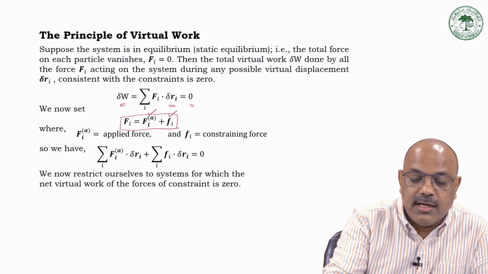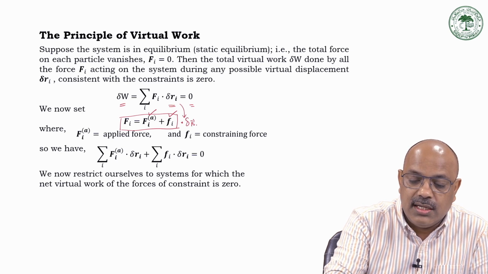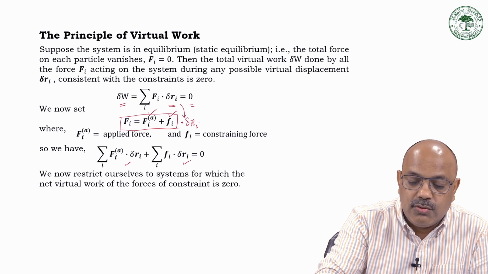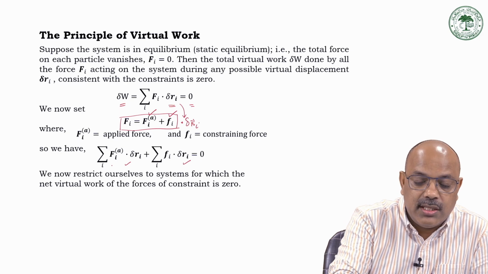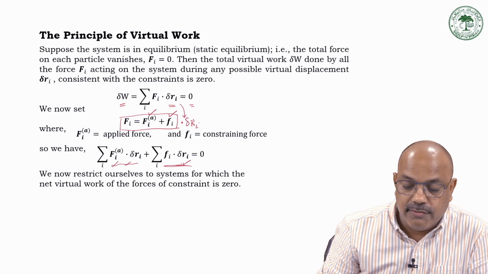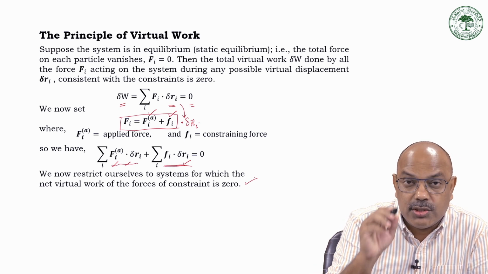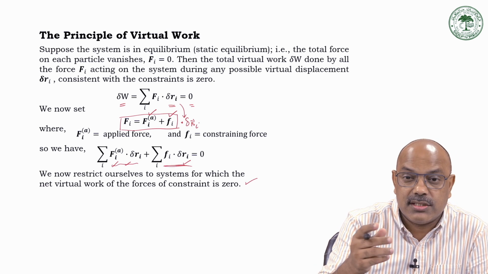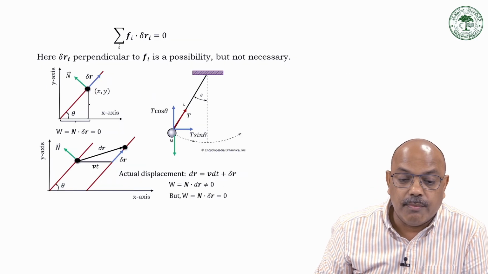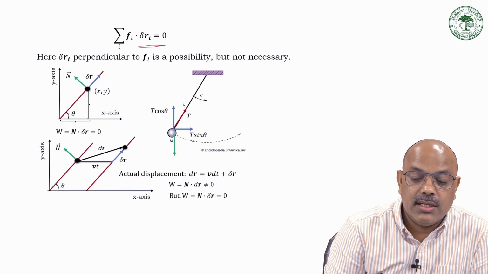Okay, so if I take the dot product of this with delta Ri, I have two components: the work done by the applied forces, and the work done by the constraint forces. So we now restrict ourselves to systems in which the virtual work done by the constraint forces is going to be 0.